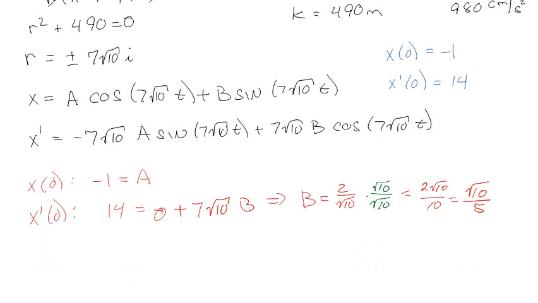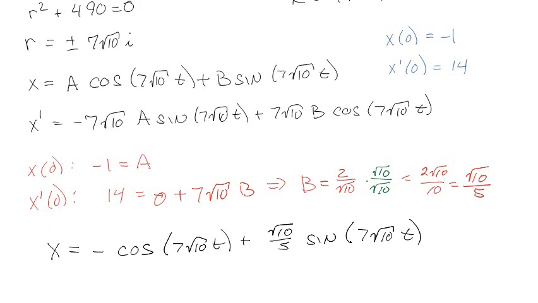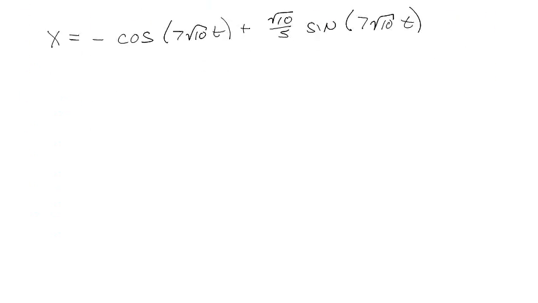Beautiful. So I have a lovely equation for displacement, which is negative cosine this thingy plus root 10 over 5 sine this thingy. So the question then becomes, how can I find the amplitude and the phase shift? All right, the amplitude is pretty straightforward. I know it's the square root of the sum of the squares. And I can do that.